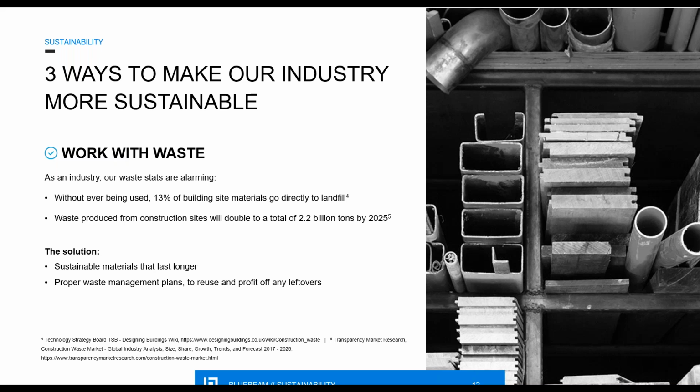hit. Sustainable materials last longer, and with a proper waste management plan, you can reuse some of those materials, especially if you've got similar builds or similar projects. The idea of mining materials, not physically, but reusing materials on similar leftover projects is something that is starting to become very, very prevalent. And again, the ability to profit off that and reuse it, with a great side effect of reducing the material use.